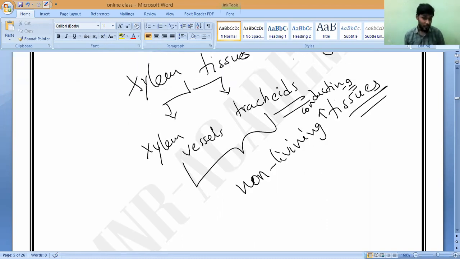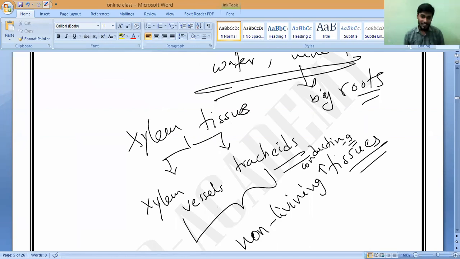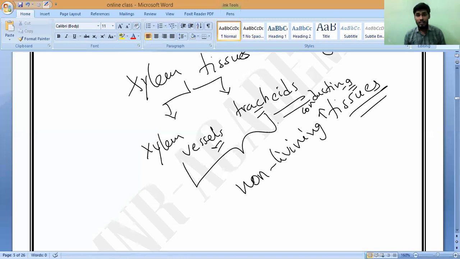Xylem tissue, which includes xylem vessels as well as tracheids. Do you know what this is? Xylem tissue itself is a non-living conducting tissue, which just has thick walls. Do you understand it? It has thick walls.